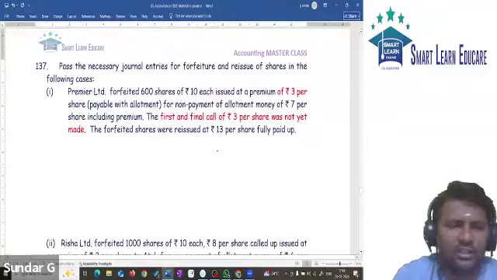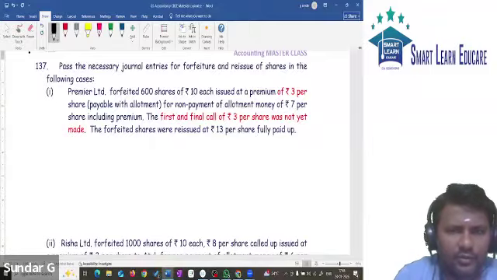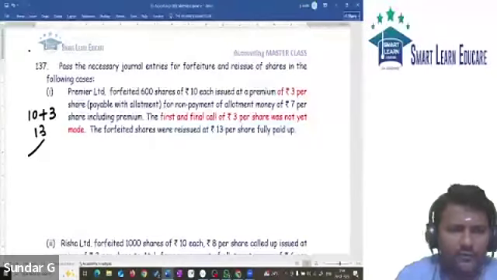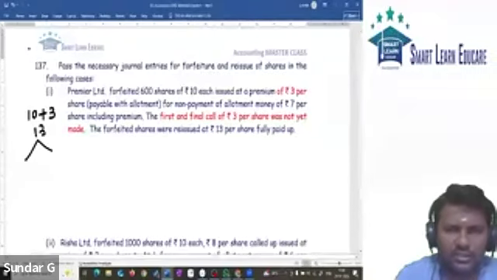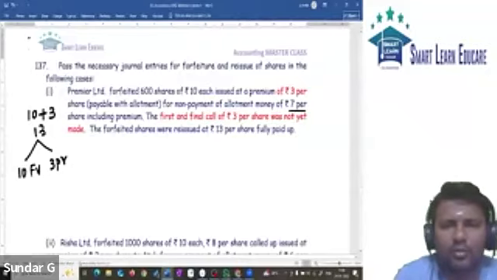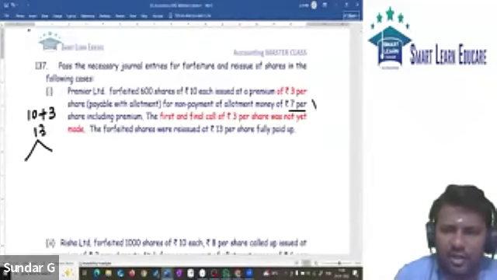Now, what is the journal entry? Since we discussed this in the last class, I am proceeding. What is the information given? Shares are issued at a premium: 10 plus 3, 13 rupees. Out of 13, how much is received and how much is not received? In the 13, 10 rupees is face value and 3 rupees is premium. Allotment is including premium. Allotment 7 is not paid.